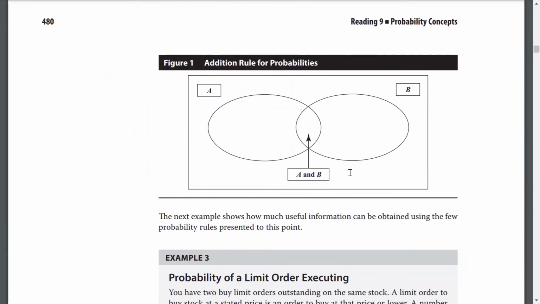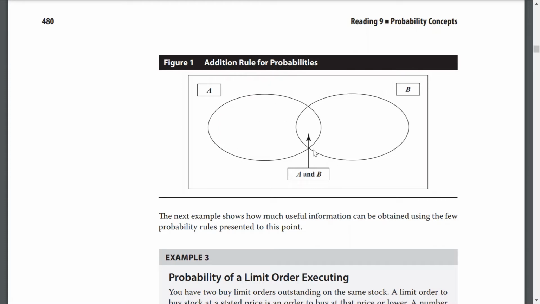So this is what it means. If A is this and B is this, if we add them together, we'll be counting the middle part, A and B, twice, right? Because when we add A, we'll also be counting the part in B. So in order to calculate this area of A or B, we have to do A plus B minus A and B.